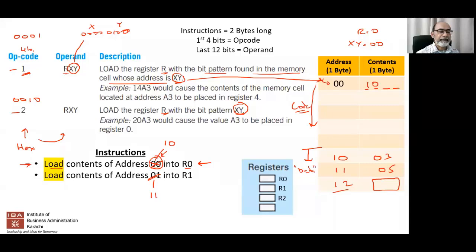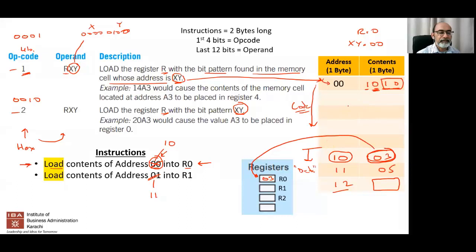Load the register R0 with the bit pattern found in memory location whose address is given by XY, and you want to load the contents 03 into over here. What should be the address XY? Any idea? 10, Omar Ahmed. Okay, Omar, got it right. So this is going to be 10. Why is that? Because this specifies the address from where we want to load the contents into register R0. Okay. So I hope everybody is following that. It's a little tricky, but once you get the hang of it, I hope things will become a little easier.